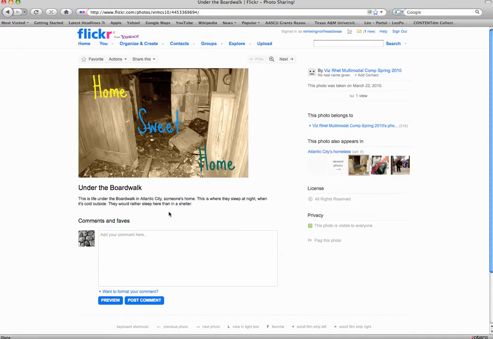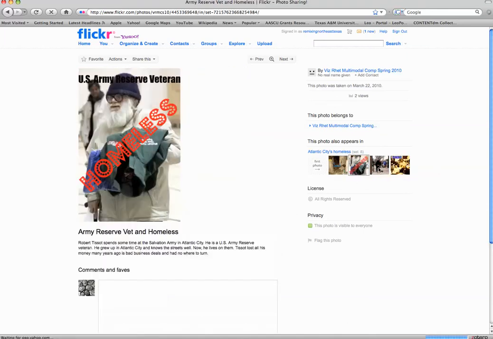So under the boardwalk, this is life under the boardwalk in Atlantic City, someone's home. This is where they sleep at night when it's cold outside. They would rather sleep here than in a shelter. So this kind of gets us started.